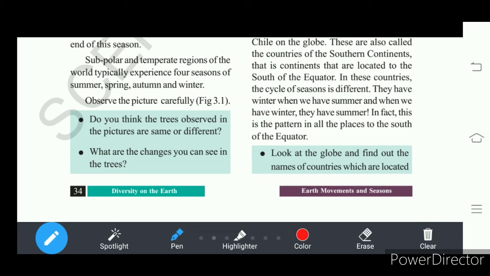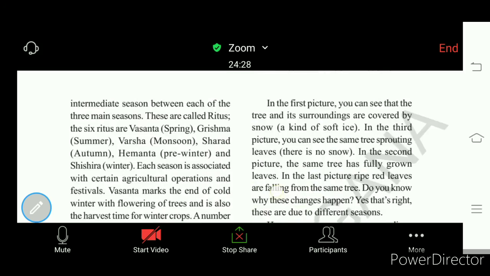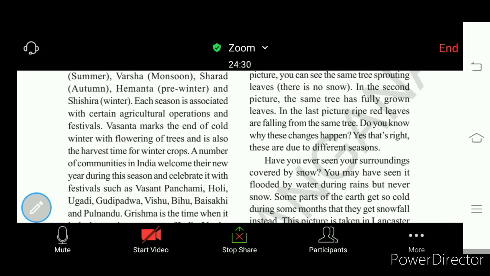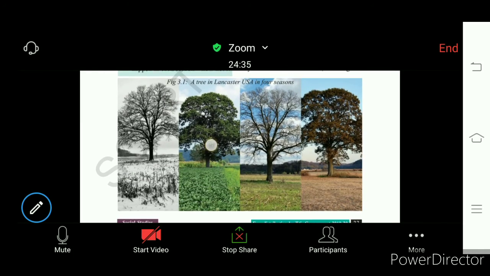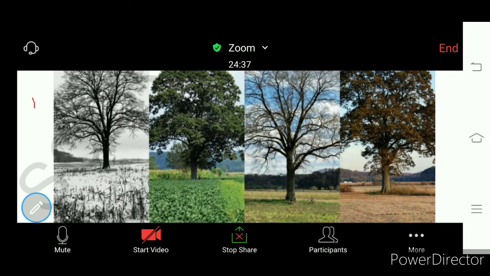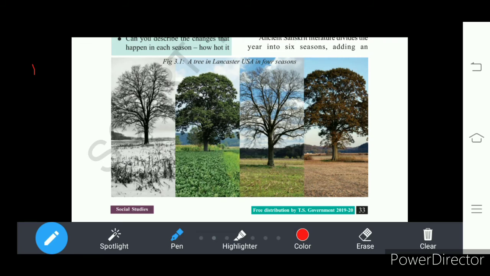Going to Figure 3.1, the first figure I have shown to you on the first page. Please don't write anything. See, I am taking you to that place. Figure 3.1. Look, my dear students. This is Figure 3.1, and here what do you see in the first figure?